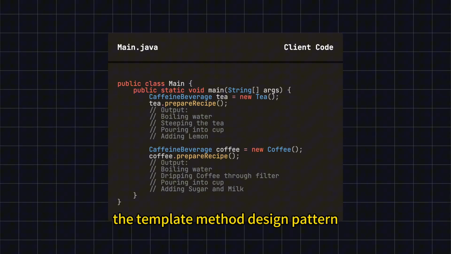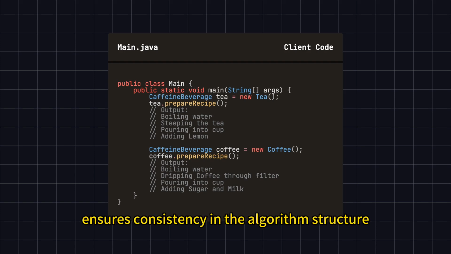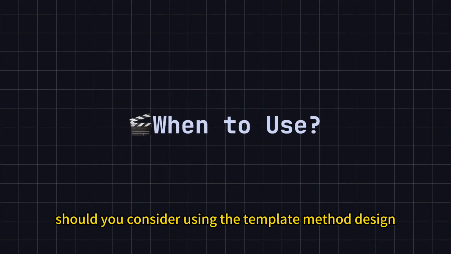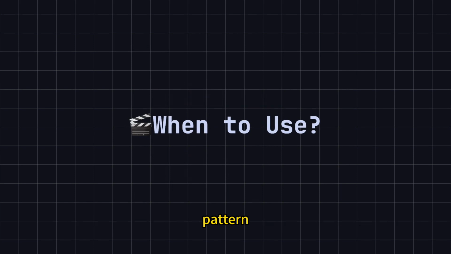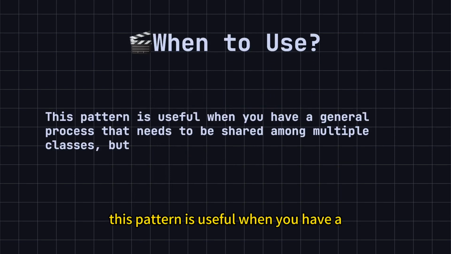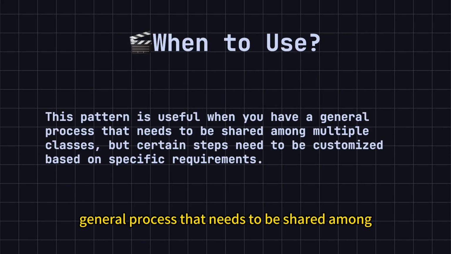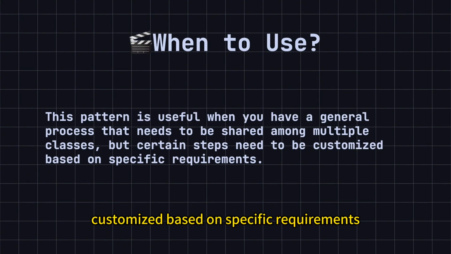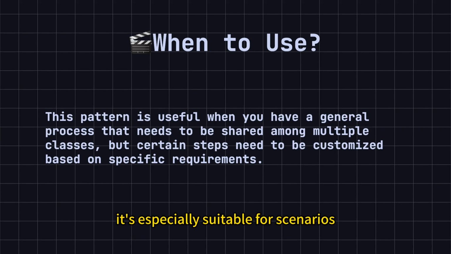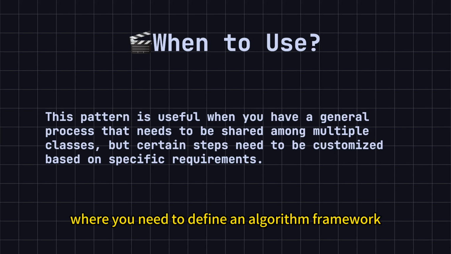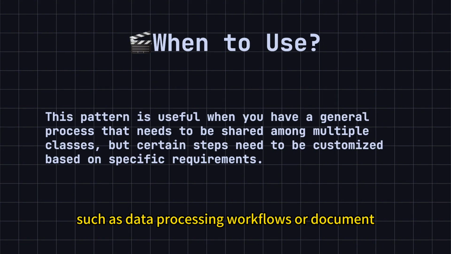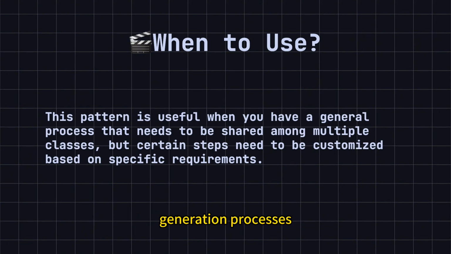As you can see, the template method design pattern ensures consistency in the algorithm structure while allowing flexibility in specific implementations. So, when should you consider using the template method design pattern? This pattern is useful when you have a general process that needs to be shared among multiple classes, but certain steps need to be customized based on specific requirements. It's especially suitable for scenarios where you need to define an algorithm framework but allow different implementations, such as data processing workflows or document generation processes.